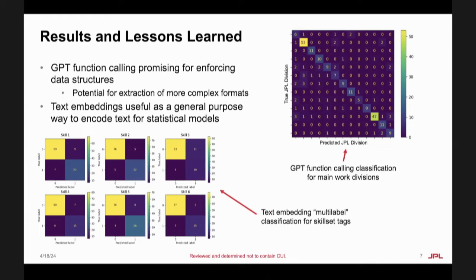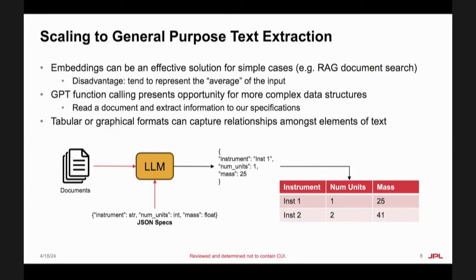And so that brings us to the idea of general purpose text extraction. Now, one thing you might be asking yourself is, if we have something like text embeddings, as I described, that we can feed into statistical models, why would we need to transform the content of these documents into a more accessible format if the text embeddings already allow us to encode the semantics of text and incorporate that into statistical models?